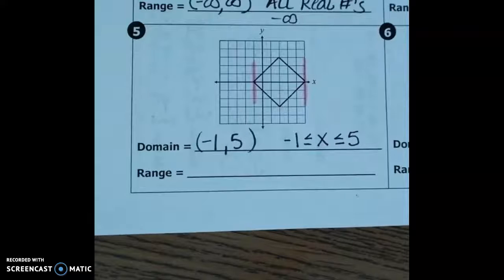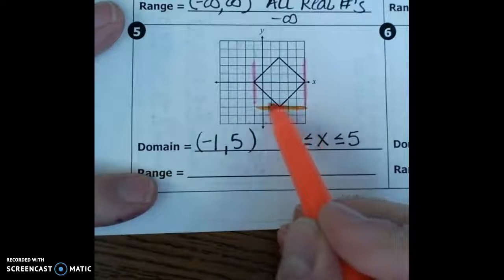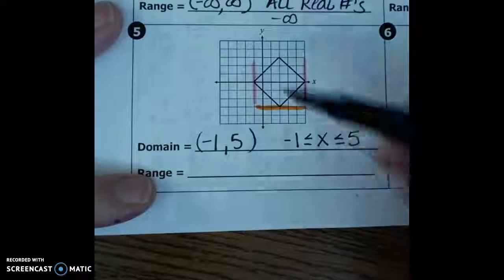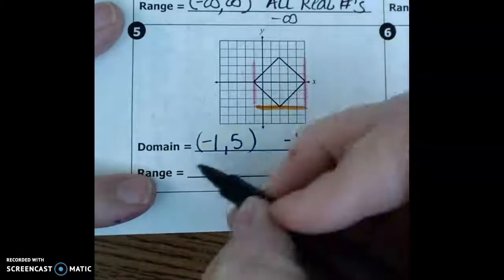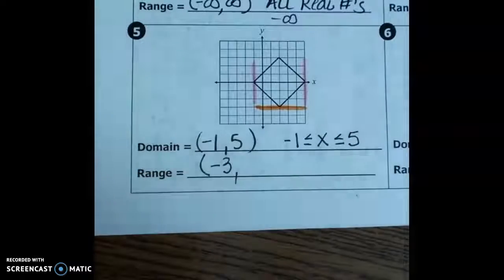The same is going to go true with our range. We want to know our smallest y value possible. So our graph stops and turns around right here. It does not continue down forever. That y value there is -1, 2, 3. So the very smallest y value is -3.